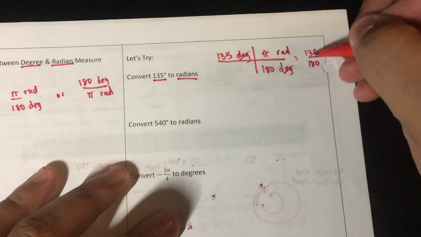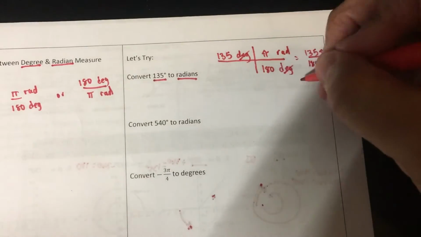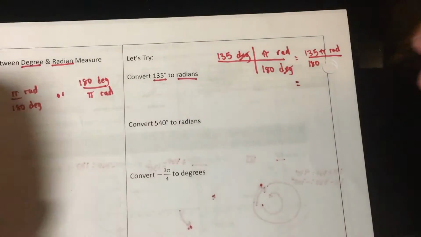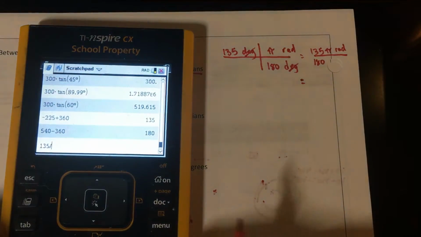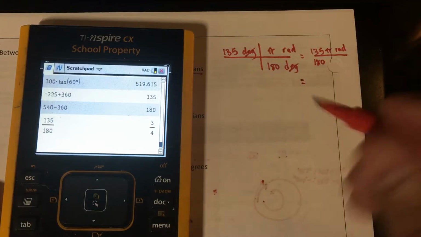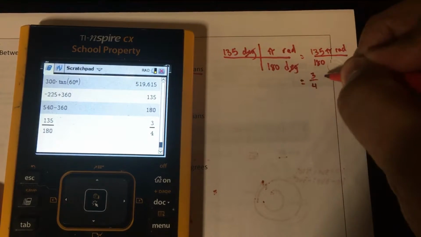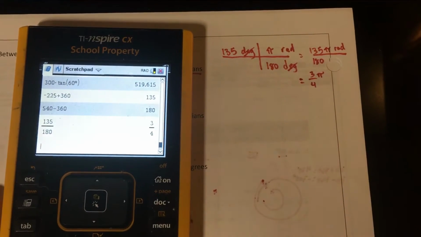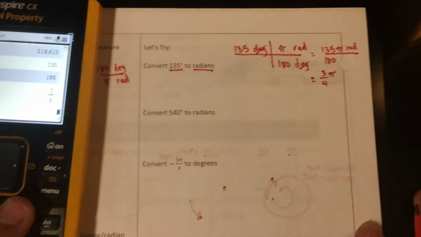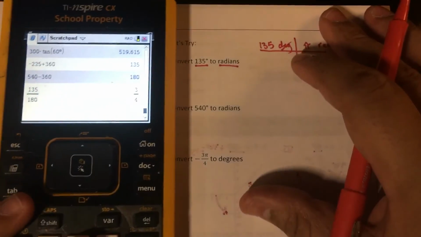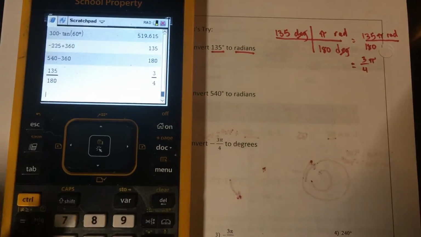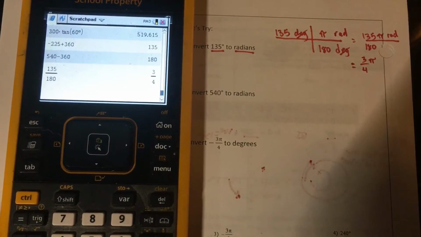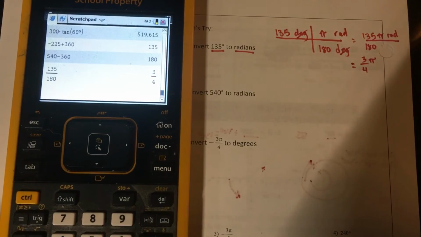When I want to simplify this, just simplify the numbers. 135 divided by 180 is 3 over 4. So 3 pi over 4. Don't plug in your pi when you're doing this. It works the same way when you're converting from radians to degrees. So that's the lesson there, guys. Just keep studying, and I will see you all in class.